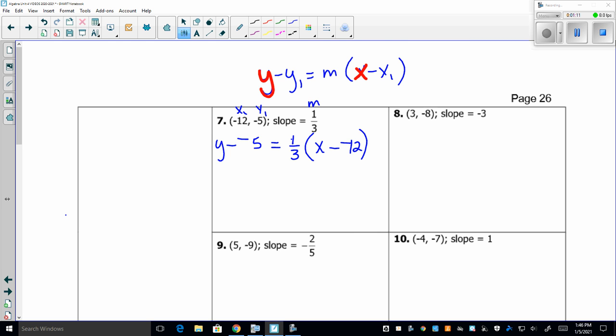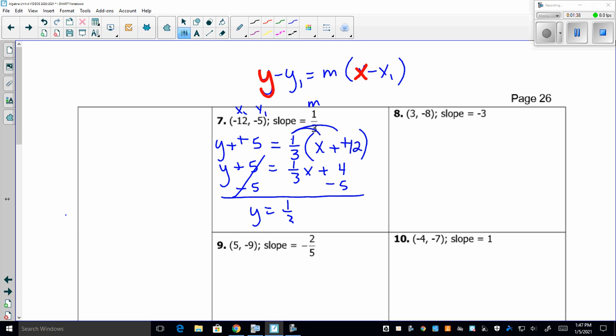All right, so now I'm going to go through and make these minus negatives into plus positives. And I have y plus 5 equals, and I'm going to distribute this 1/3 and get 1/3 x plus 4. And now moving that 5 over to the other side, I'm going to subtract 5 from both sides. And we have y equals 1/3 x minus 1.